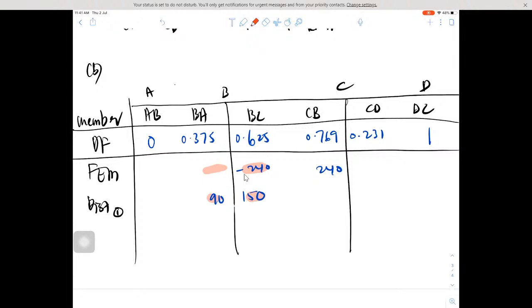Okay, let's continue with joint C. The total moment at joint C is negative 240 because it is opposite to the member end moment. So negative 240 times the distribution factor 0.769. 0.769 times 240, we get 184.56.